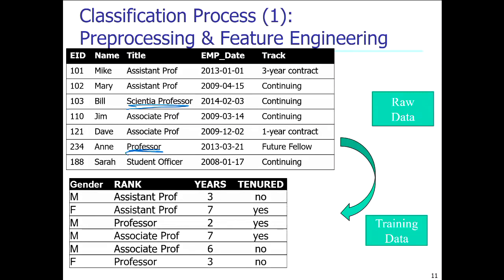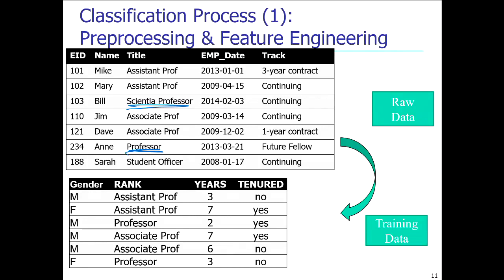But without further ado, let's say we do this kind of extraction. So first of all, from name, we extract gender. From the title, we extract rank. Okay, and here we only have 3 ranks. So even if there are many different titles, if you look at our university, there are many different kinds of titles, we actually categorize them into 3 different levels.